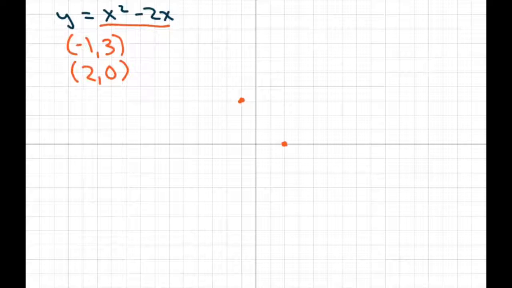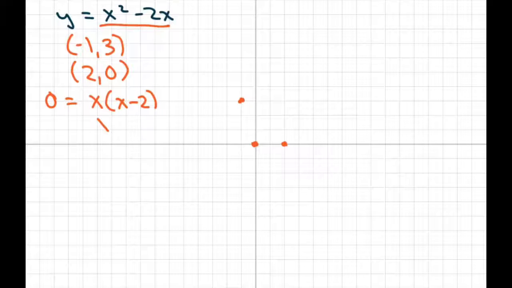Now, looking at this, I can tell that when x is 0, y is 0. So let's factor this to see if we have our x-intercepts. So we have x equals 0 and x equals 2, which we already have that value. So basically, let me look. We have some vertex here.